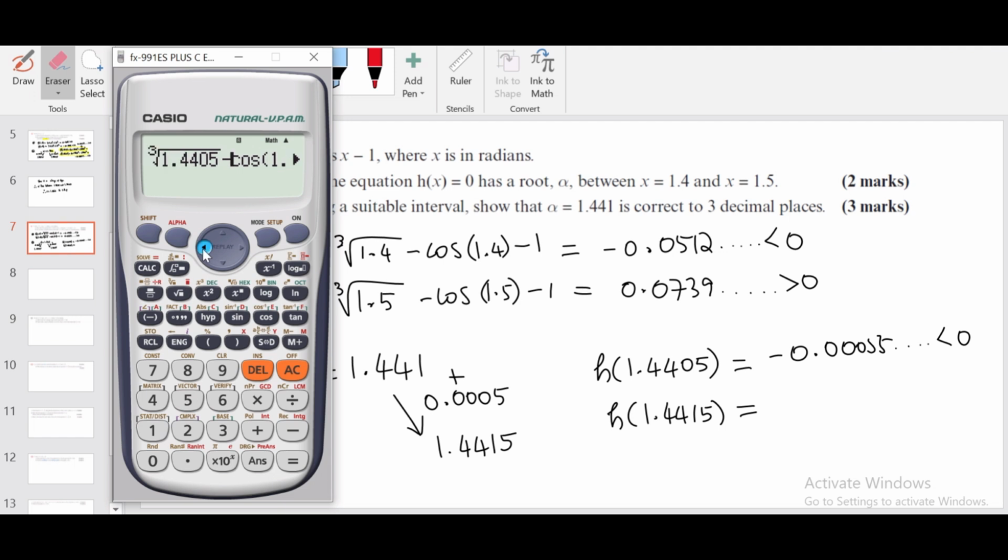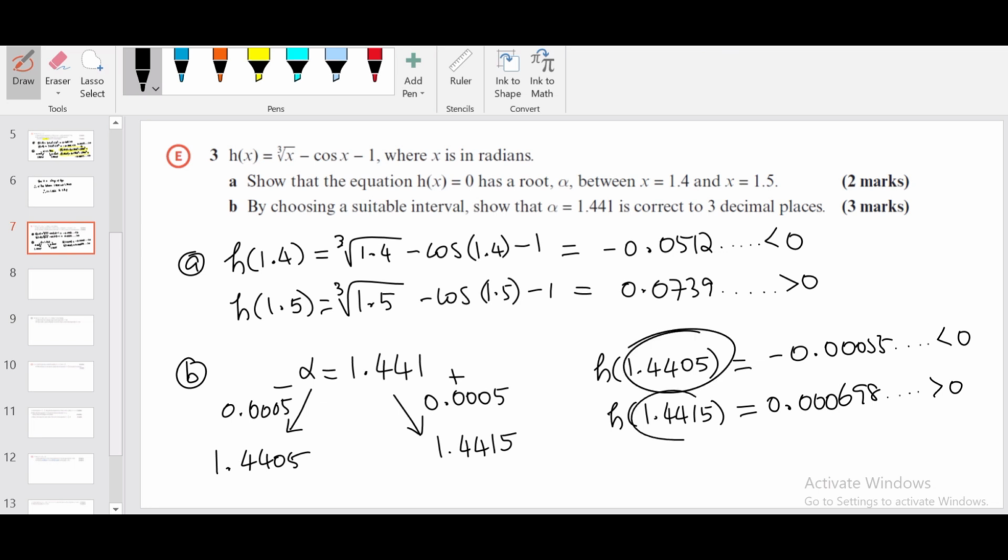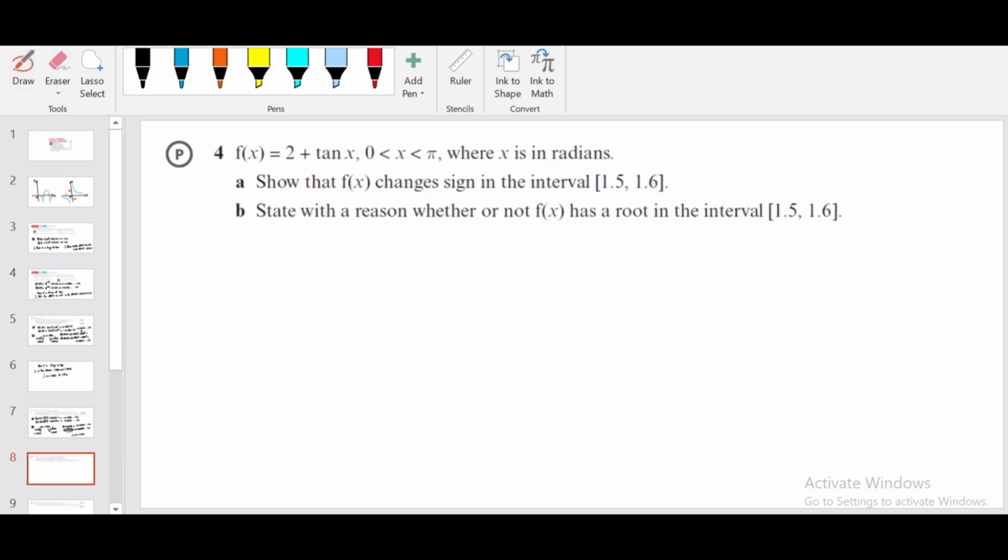And I'm going to change it to 1.4415. I get a positive number, 0.000698, etc., which is positive. Write the conclusion. There is a change of sign, therefore the alpha lies between these two values. And then finally you write alpha is equal to, take it from here, 1.441. Do you understand this method?